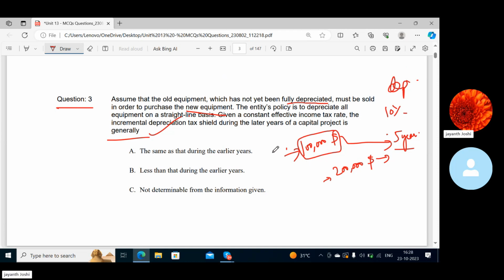So what happens? This is in the 5th year. This is the first year for this, right? So some depreciation of this and some depreciation of this added together, the tax shield will be more or less.